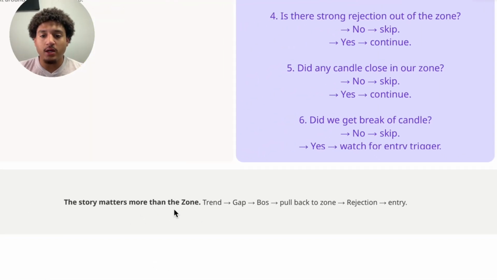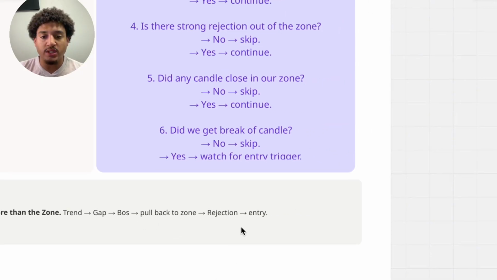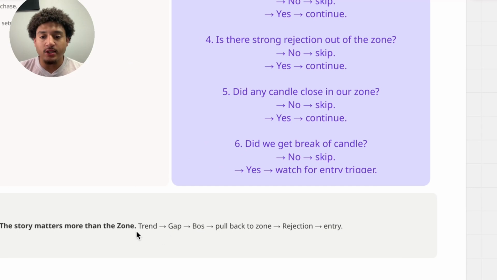So the story matters more than the zone. Trend, gap, break of structure, pull back to the zone, rejection, entry. This is gold right here. This is the complete strategy. This is all we are looking for. It's an easy 5-step strategy.